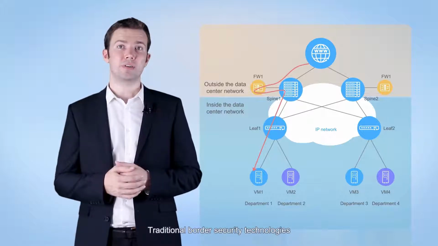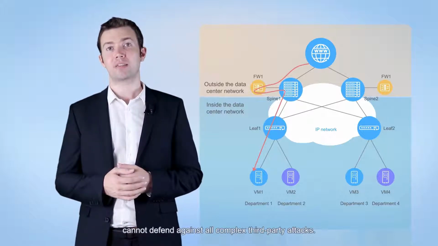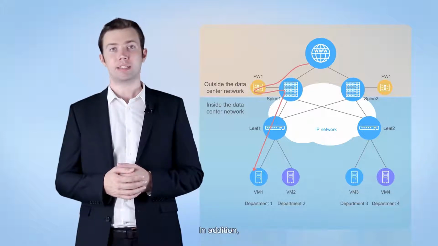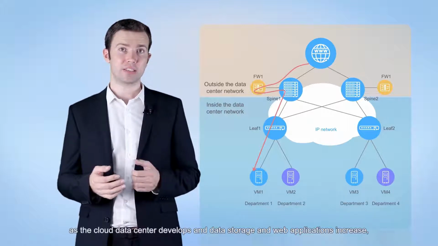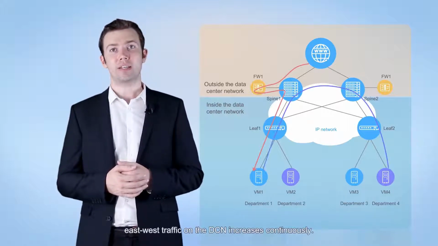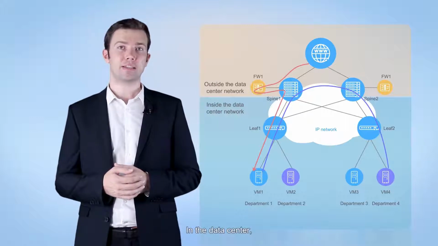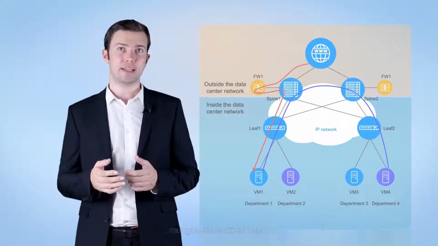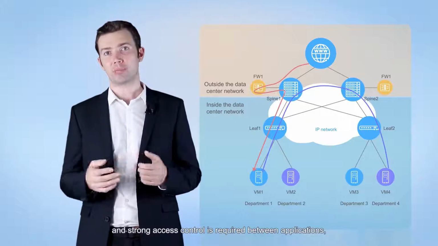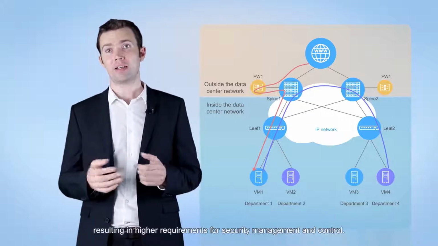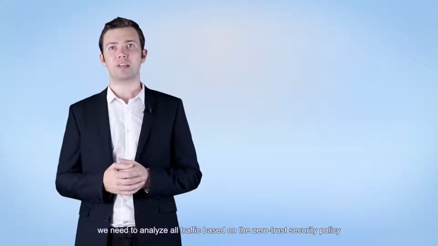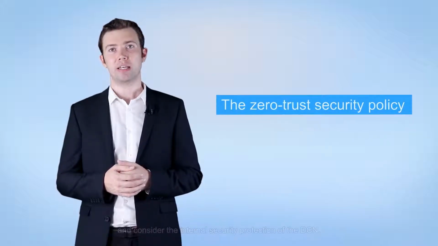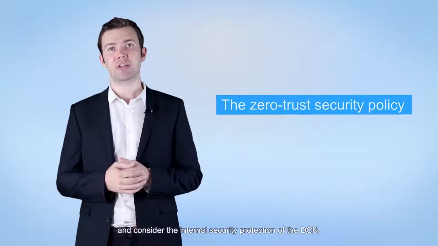Traditional border security technologies cannot defend against all complex third-party attacks. In addition, as the cloud data center develops and data storage and web applications increase, east-west traffic on the DCN increases continuously. In the data center, multiple zones are isolated and strong access control is required between applications, resulting in higher requirements for security management and control. On a next-generation DCN, we need to analyze all traffic based on the Zero Trust security policy and consider the internal security protection of the DCN.